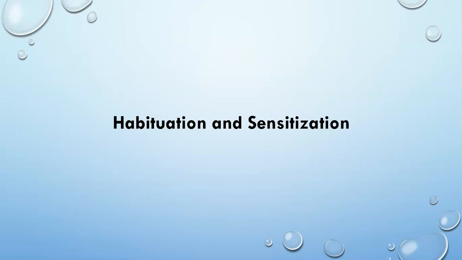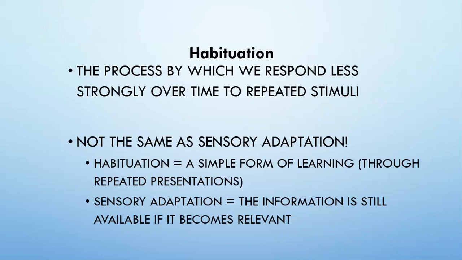Again, the first one we're going to talk about is event-only learning, which can also be talked about as habituation and sensitization. So what is habituation? Habituation is the process by which we respond less strongly over time to repeated stimuli. So it's a decrease in the strength of response to a repeated stimulus. It's not the same as sensory adaptation. Remember, we learned about that previously.